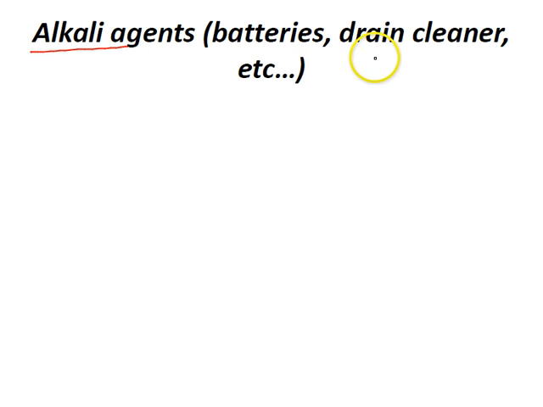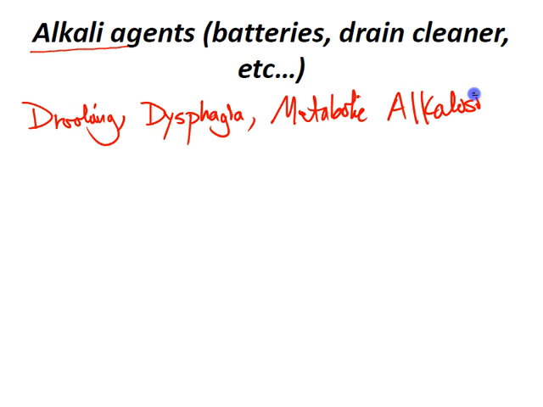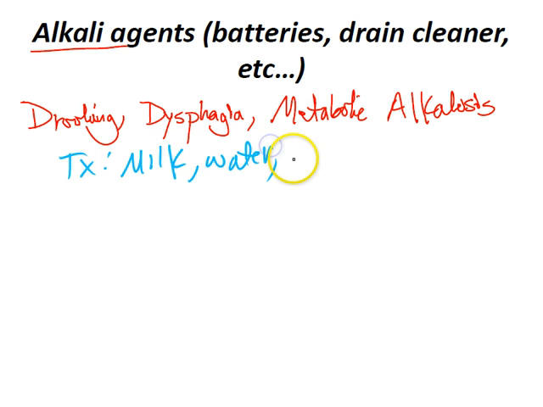Moving right along to alkaline agents. This is found in batteries, drain cleaner, and detergents. Symptoms are going to be drooling, can't swallow, dysphagia, but also they have a metabolic alkalosis, not acidosis. So what do you think the main antidote here is? You want to treat this with milk right away. Milk, water, make them NPO. They have nothing by mouth to prevent further esophageal erosion right away.